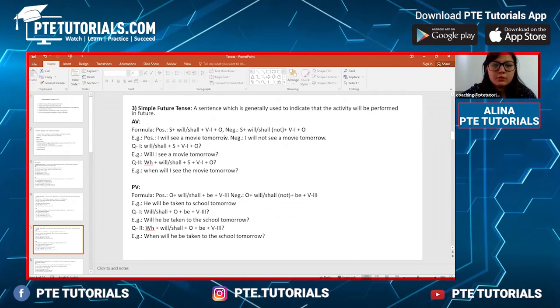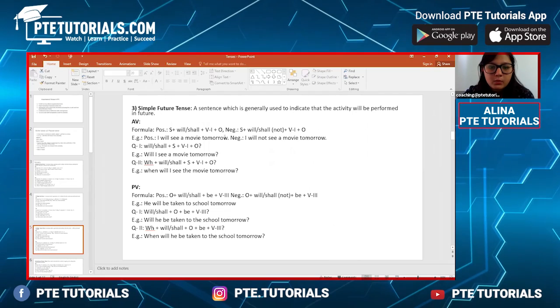Now taking to the passive voice, the formula is object plus will/shall be plus verb 3. Now, he will be taken to school tomorrow. Object is he, will be taken. So what is differentiating between active and passive voice? In active there was no be being used. In passive we are using the be word, and in passive voice we are always using verb 3. But in active we are shifting the verbs as well.